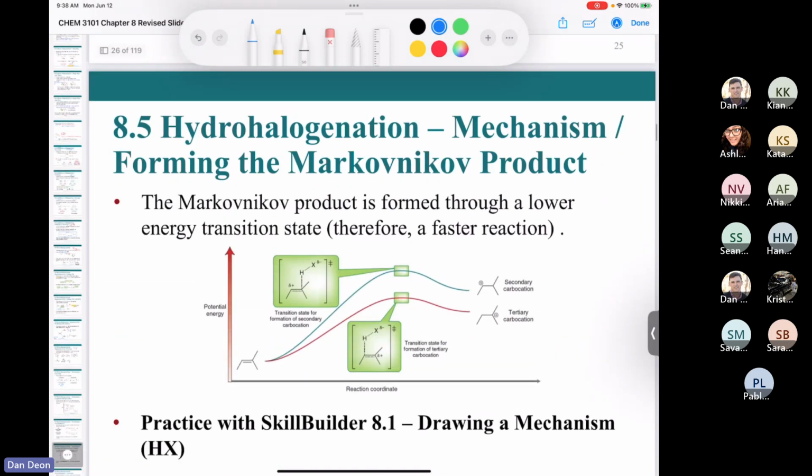And here's a comparison of the first step for the two of them. And you just see that when you form a tertiary carbocation, this is the whole answer right here. The activation energy is lower. Nothing more to it than that.